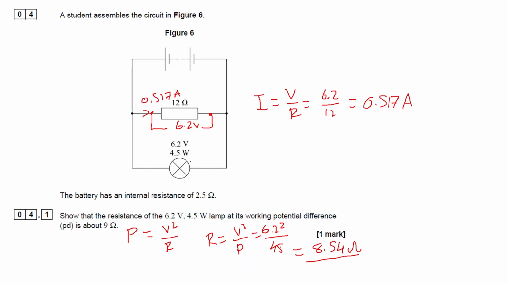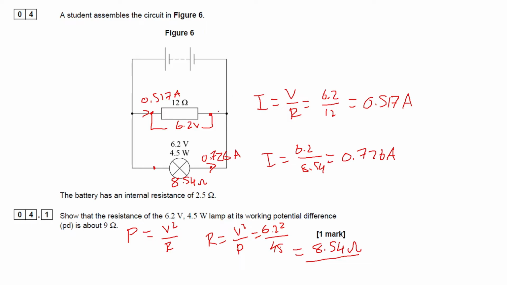I could do the same thing here. And again, between these 2 points, we know it's 6.2 volts, and we worked out in the previous question that it was 8.54 ohms. So again, I can work out the current using V divided by R, 6.2 divided by 8.54, and I get the current in that line to be 0.726 amps. So that's the current here as well, 0.726 amps.